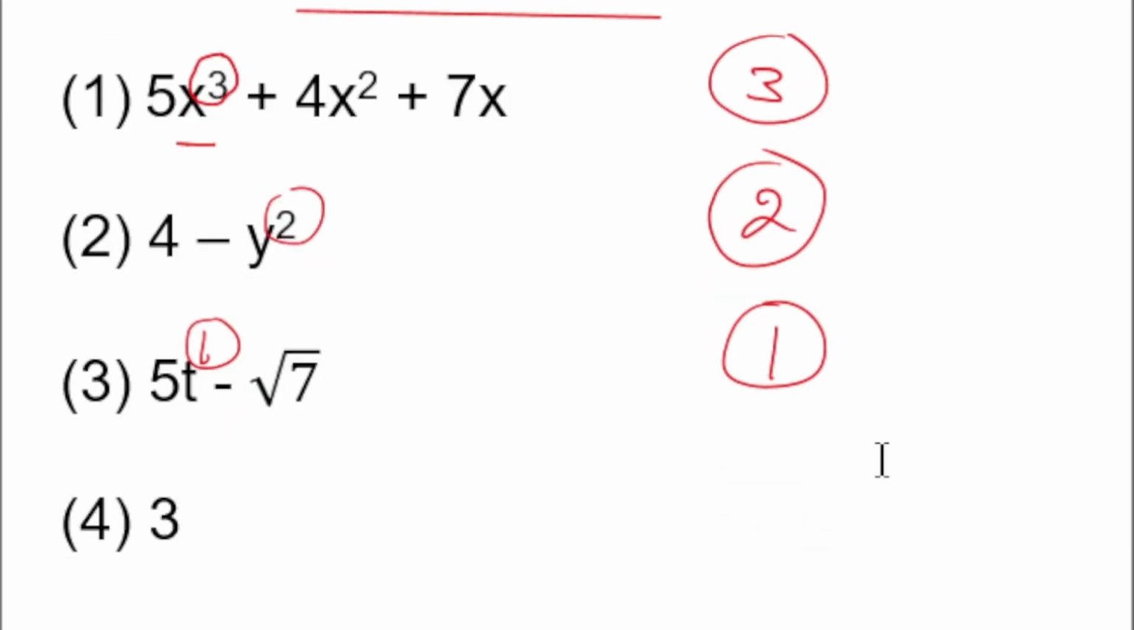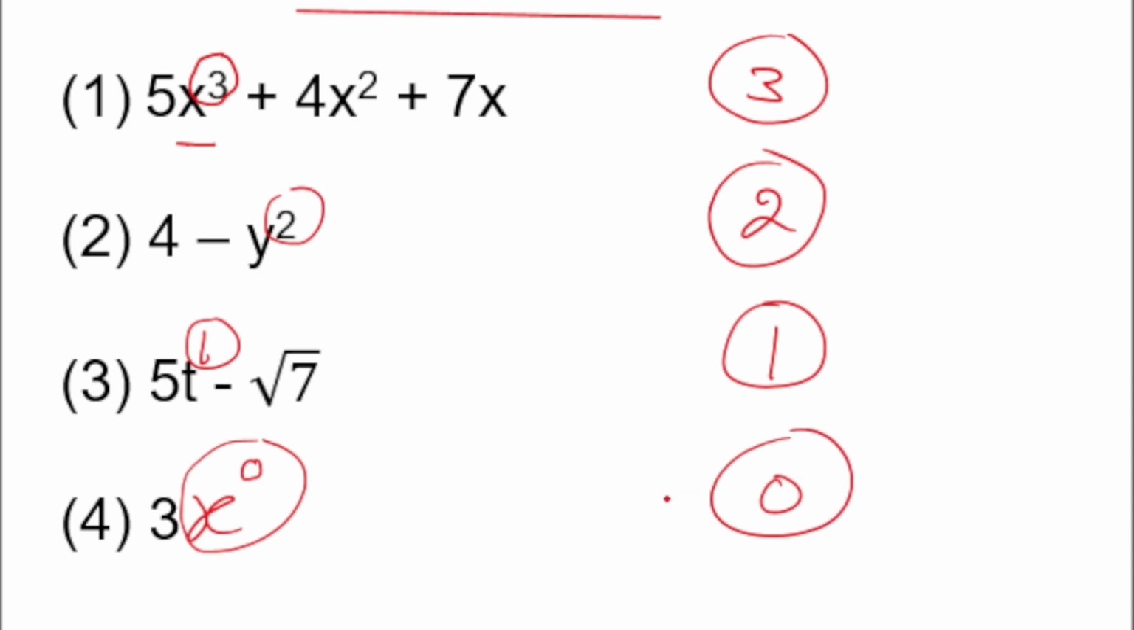And in this case, there is no variable. So you can say the variable is x to the power 0 or any variable. But the degree will be 0. So 0, 1, 2, 3. These are the degrees.